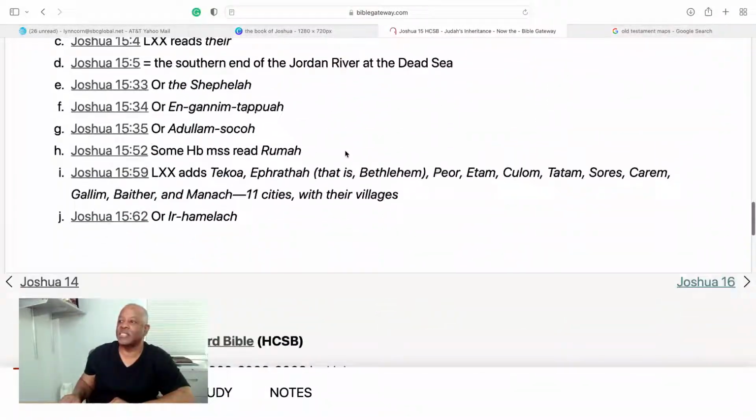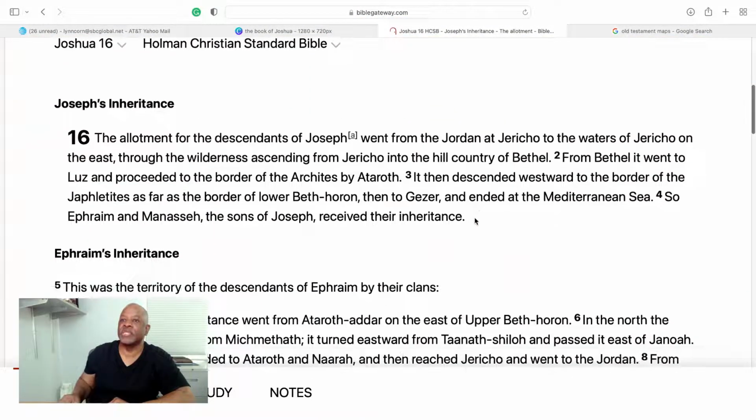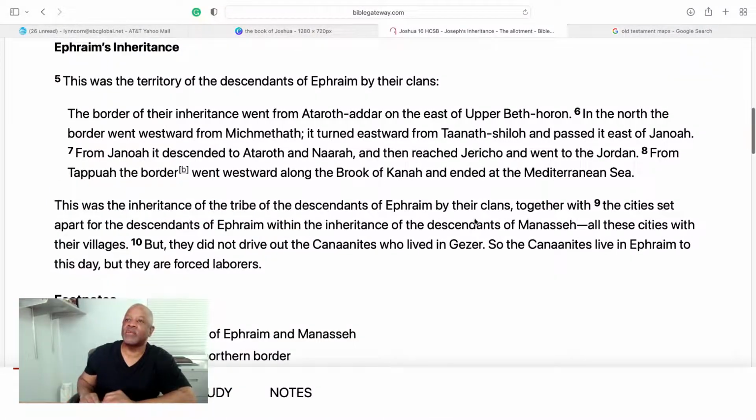Let's go to Joshua chapter 16, and it says the allotment for the descendants of Joseph went from the Jordan at Jericho to the waters of Jericho on the east through the wilderness, east of the wilderness, ascending from Jericho into the hill country of Bethel. I'm going to skip down. This was the territory of the descendants of Ephraim by their clans.